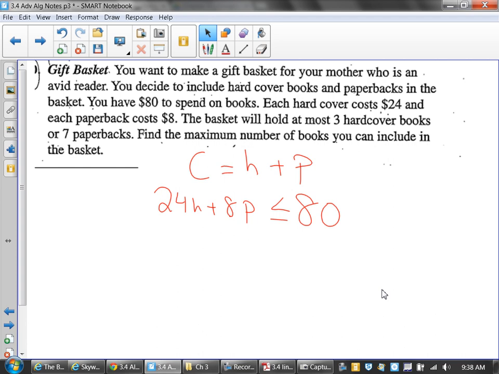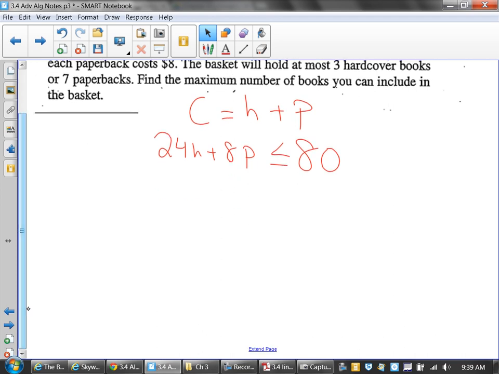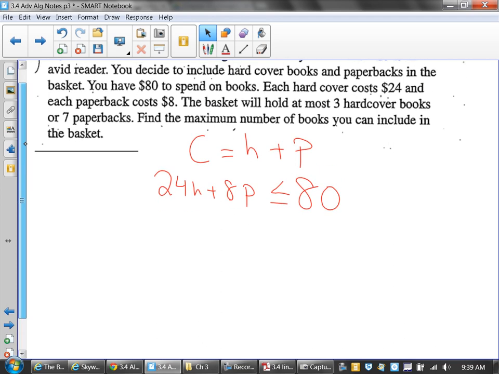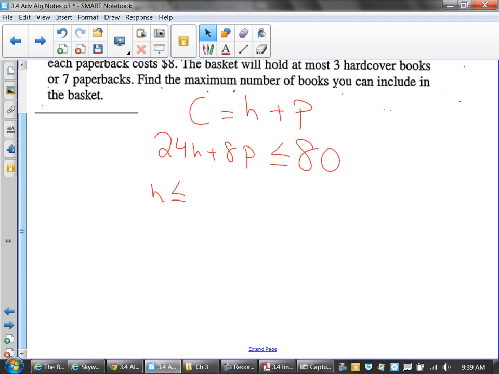Is there a cap or a parameter facing each of the books? At most 3. Is that a greater than or equal to or less than or equal to? Less than or equal to. So H has to be less than or equal to 3. Can I have 0 amount of H? Yes. Can I have less than 0? No. So it also has to be greater than or equal to 0. Do you agree? Yes.